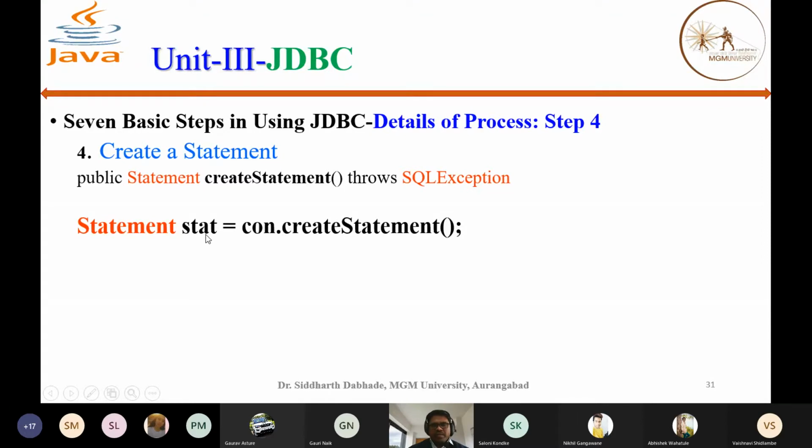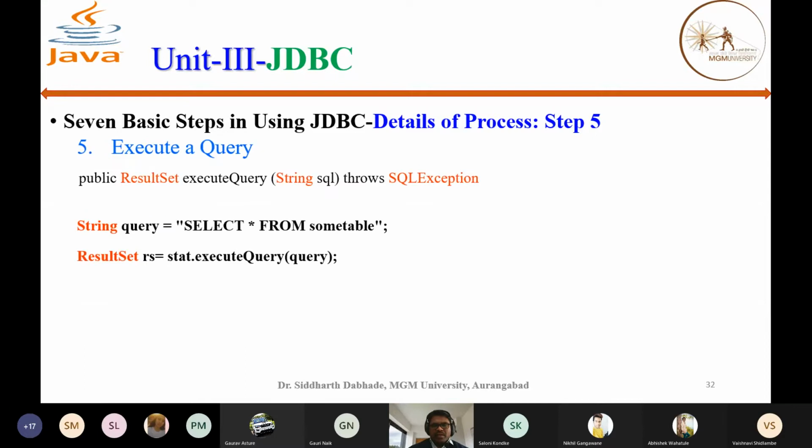Once you have created the statement object, you are able to fire the query. You require a specific query like select star from the table name. We can use the statement object dot this particular method: either executeQuery or executeUpdate. There are three different methods to execute your query. Depending on your application and requirement, you have to use the specific method: execute query, execute update, or execute.